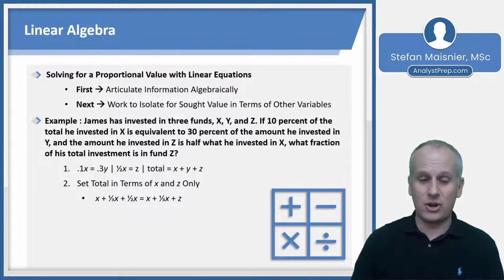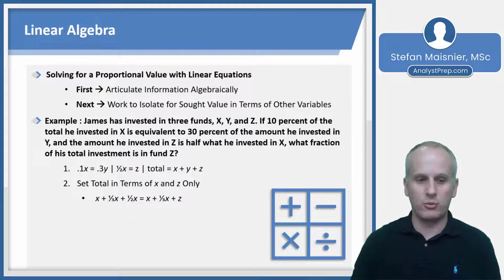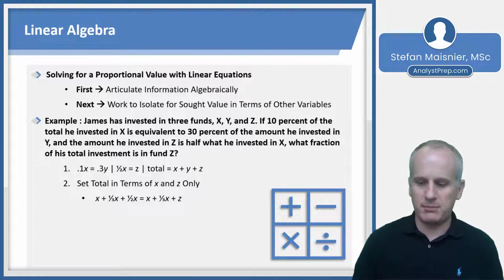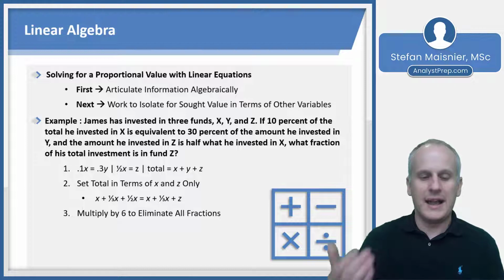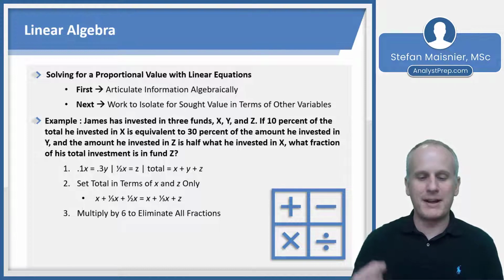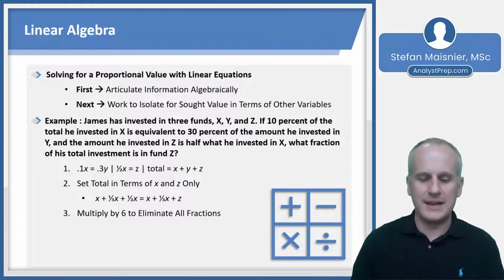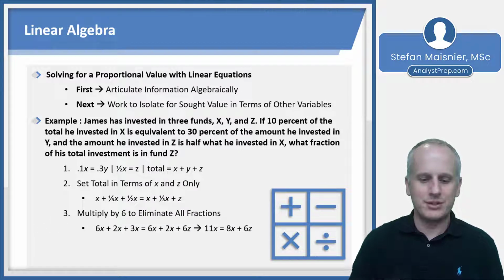So now we've set the Y variable in terms of X. And the left-hand side is all in terms of X, but on the right-hand side, we keep our Z so that we can relate X to Z as was being sought by the problem. So then we just have to combine our structure, and we can do that most efficiently by multiplying by 6 to eliminate all the fractions in one go. So we end up with 6x plus 2x plus 3x is equal to 6x plus 2x plus 6z.